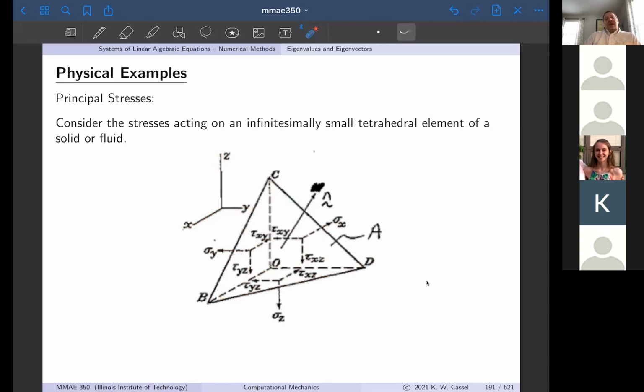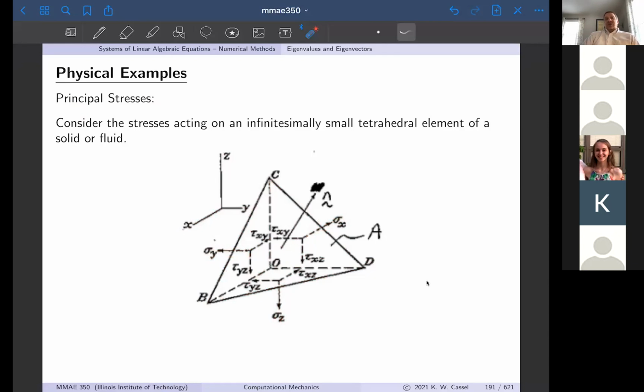All right, so that's how the notation works. Now, what we want to do is ask a question. So this is a particular point inside our solid. And what we want to know is, how can we determine an orientation of that little infinitesimal piece such that we only have normal stresses? We don't have shear stresses.